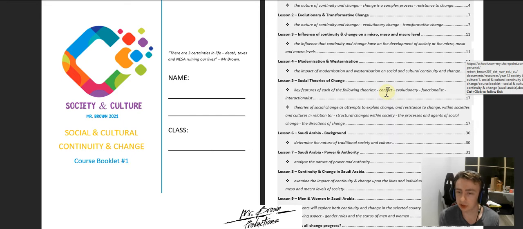But it's really important that we know the key features of each of the following theories, because you can get asked a multiple choice question on any of these theories in your HSC. You may also get asked to apply a certain theory to a short answer question. So it's really important that we have a good understanding of what each theory is, enough that we'll be able to differentiate between them should we get asked a question about it in our HSC.